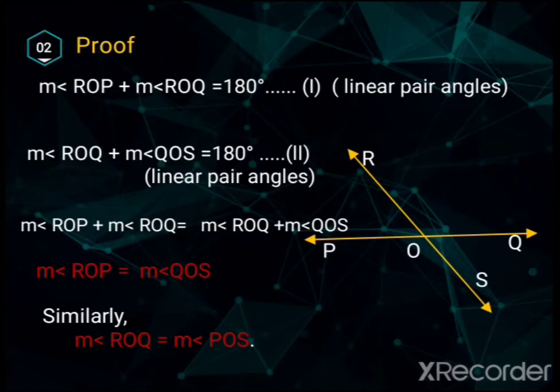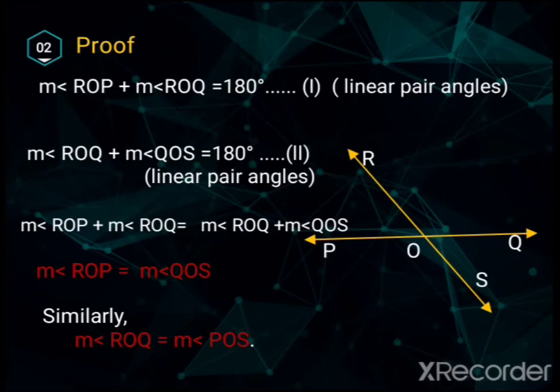In equations 1 and 2, you can see their right-hand sides are the same. Therefore, their left-hand sides have to be the same. So by using equations 1 and 2, I write down this statement. In this statement, you can see measure of angle ROQ is common. So after cancelling this term, you will get this statement.